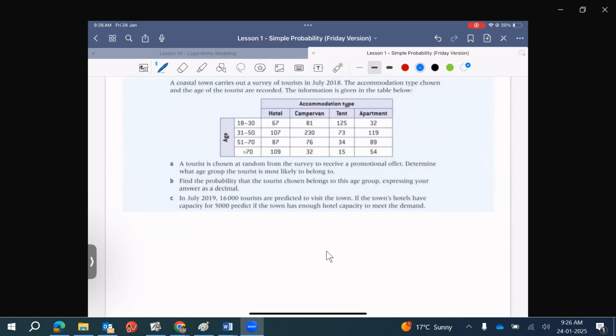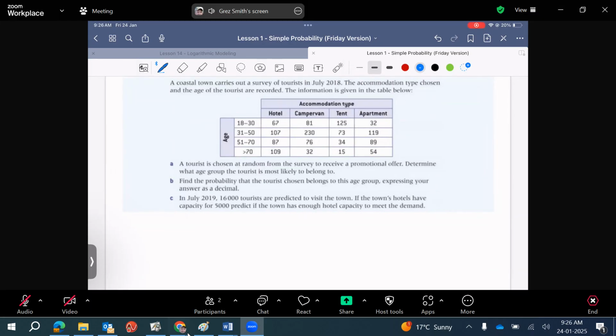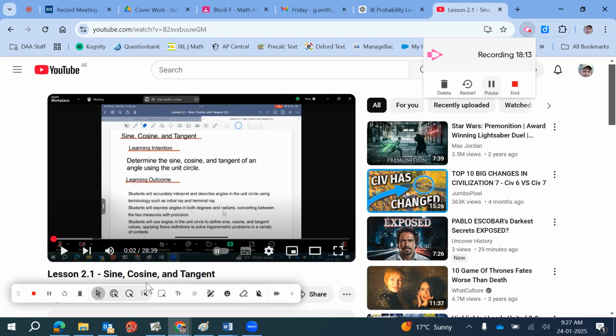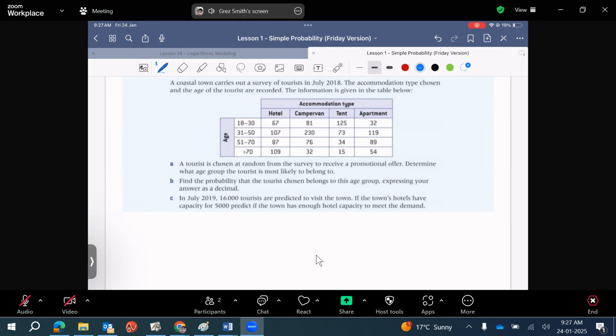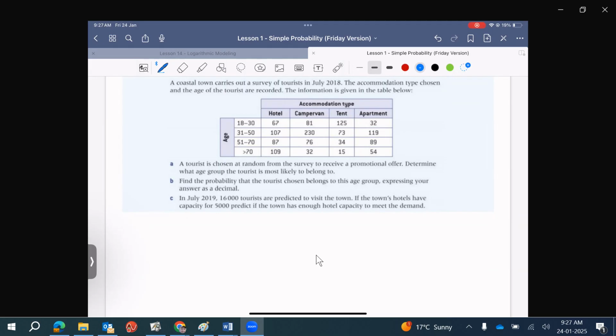This is an exam style question. Okay. A coastal town carries out a survey of tourists in July 2018. The accommodation type chosen and the age of the tourists are recorded in this two-way table. The information is given here. A tourist is chosen at random from the survey to receive a promotional offer. Determine what age group the tourist is most likely to belong to.